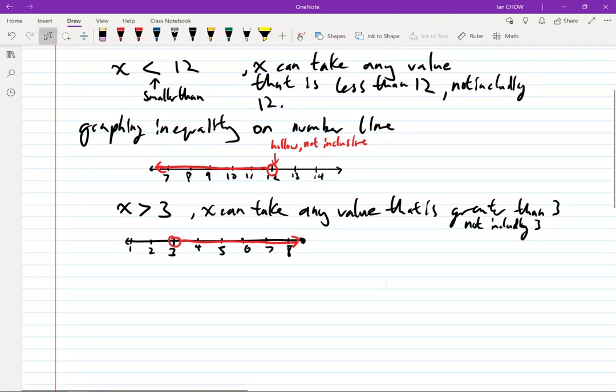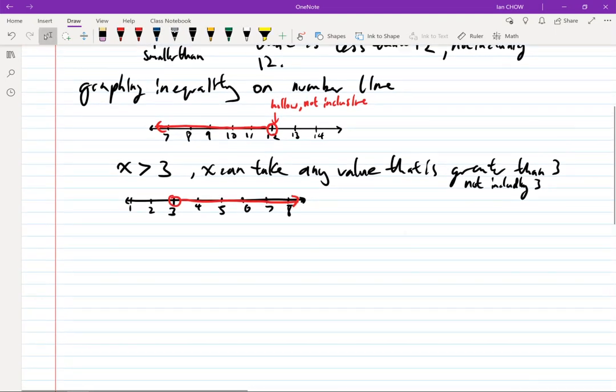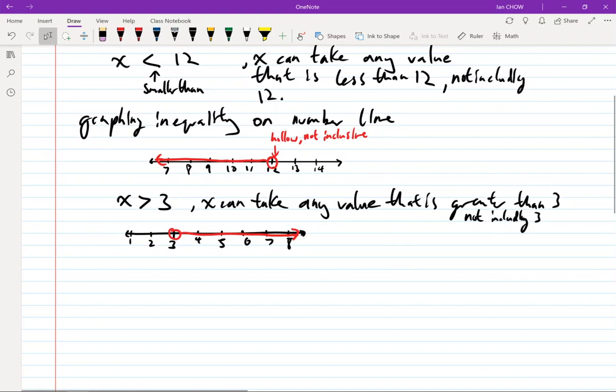There are 2 other inequalities that I haven't included yet, so I'll start mentioning them. The first one: what if we have x and we say that it is less than or equal? This symbol over here means that it is less than or equal to. So let's say that x is, this time, less than or equal to 10, for example.